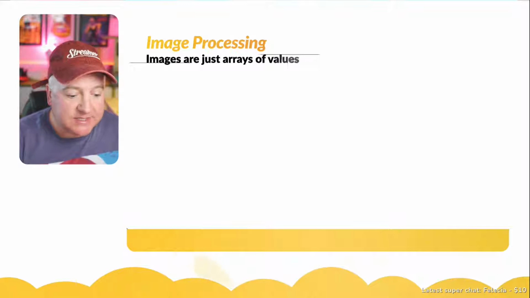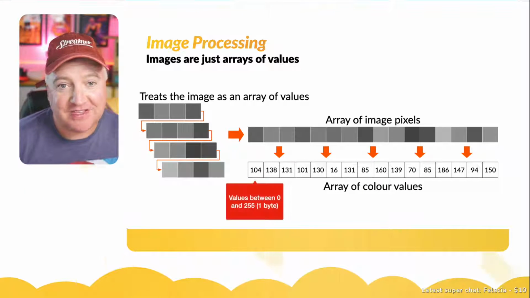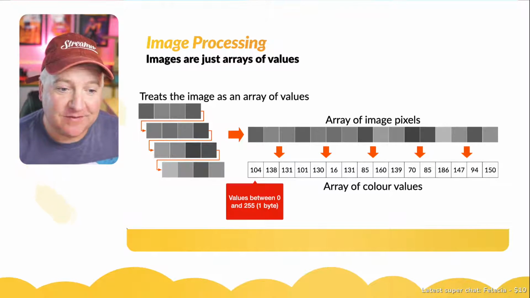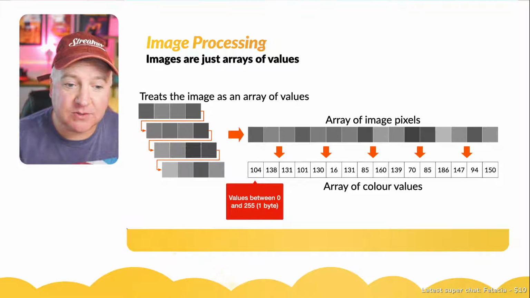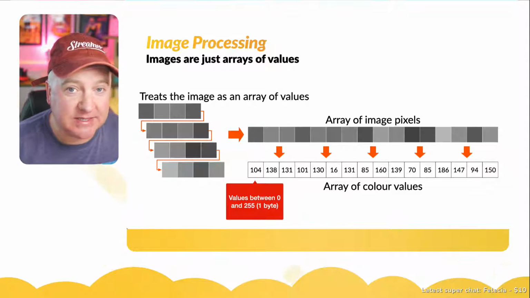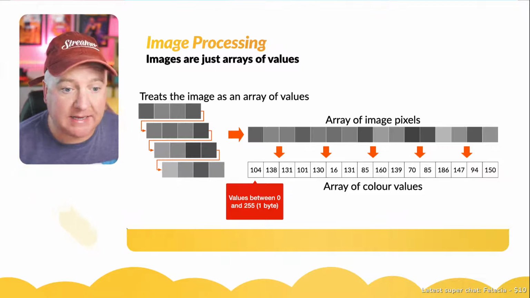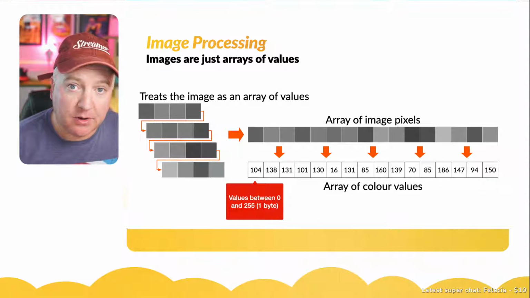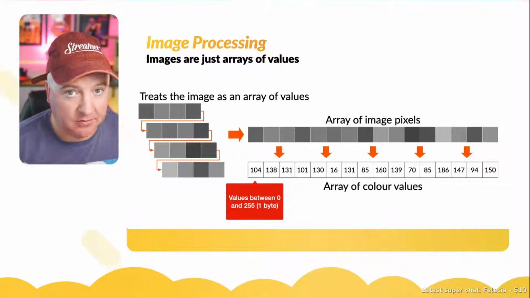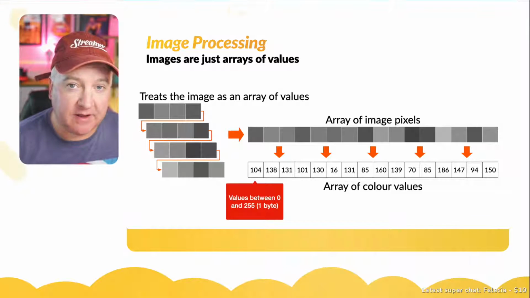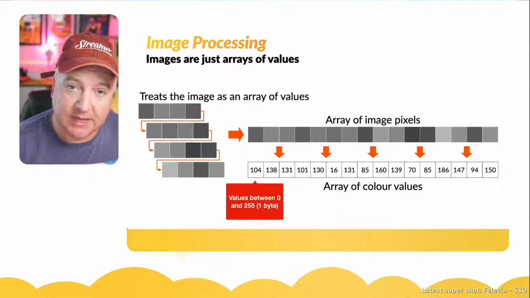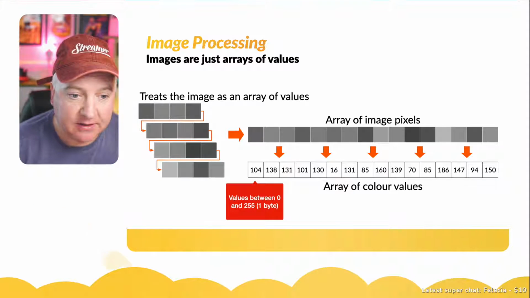Okay, so image processing. Images are just arrays, just as we've seen on the previous slide. Each pixel in that array is essentially a value between 0 and 255, which is 1 byte in computing. The darker the image, the lower the number; the higher the number, the lighter the image will be. So 255 is white and 0 is black, as you can see there.